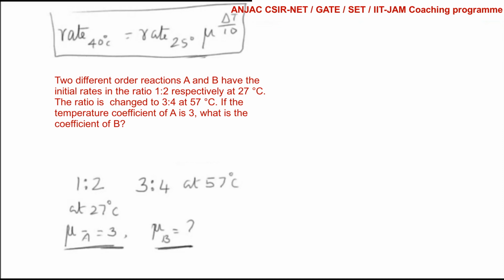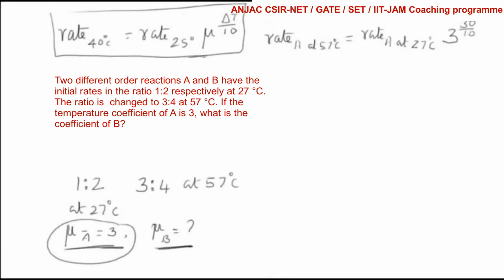First, we write down the equation for reaction A. Rate of A at 57 degrees centigrade is equal to the rate of A at the lower temperature, 27 degrees centigrade, and its temperature coefficient is given as mu equal to 3. Therefore, you can place 3 power delta T, which is 57 minus 27, 30 by K. This is the relationship for the A reaction.